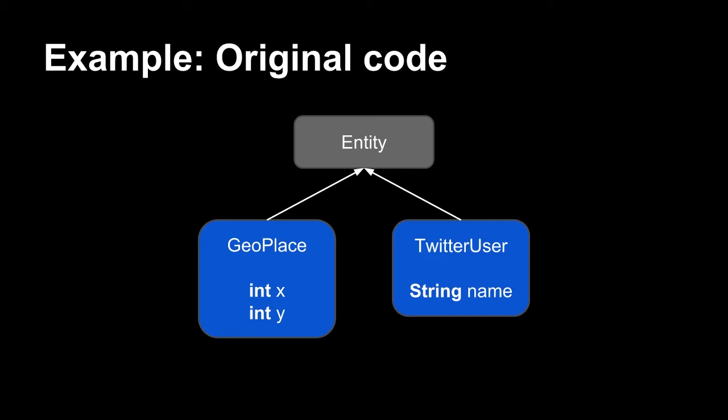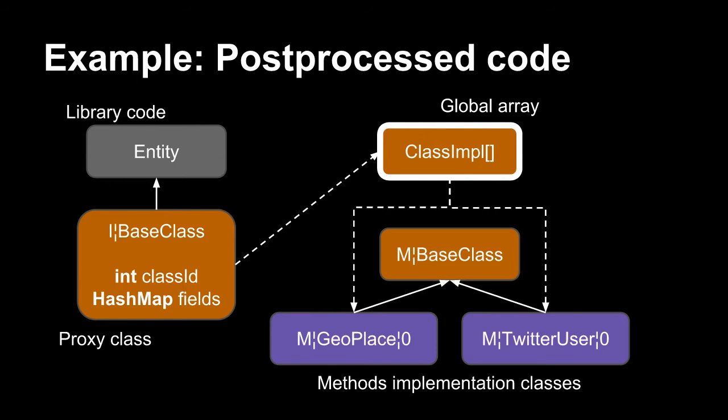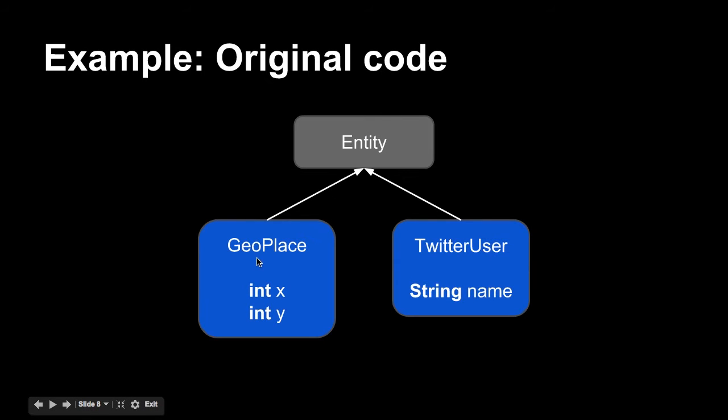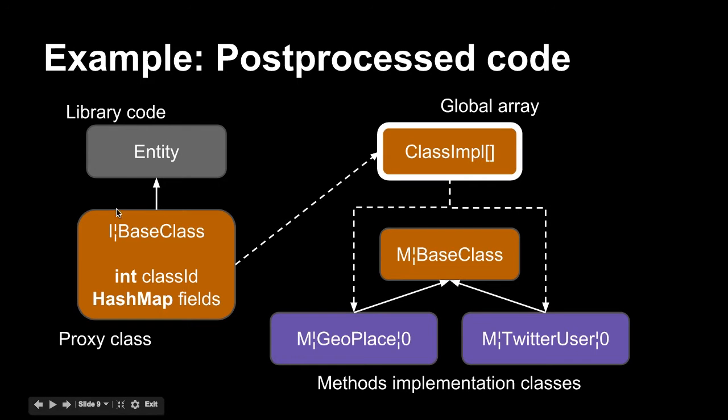So for example, this code gets restructured to something like this, where let's start over here. This entity class is still the same thing because that's something that came from a library, or maybe it's part of the Java-based APIs. So we don't change that. But then instead of having two different classes here like geoplace and Twitter user, we have this one class. Actually, there's a typo here. This should be ipipe entity. What this means is that any class in this part of the code that you're going to be updating that happens to be a subclass or an eventual subclass of entity, the instances of that will actually be represented by this kind of class.